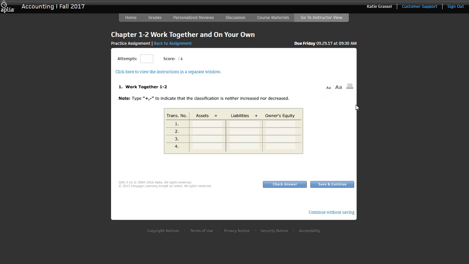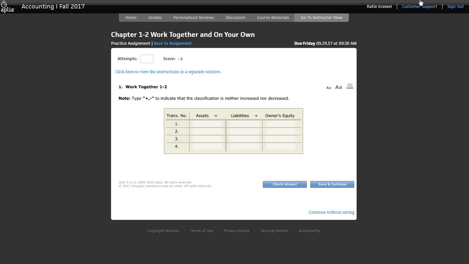Our application and work together on your own for 1-1: no matter what happened, our accounting equation needs to stay in balance. We need to make sure that the left side equals the right side. For today's problem, we still have our accounting equation, and we need to remember that the definition of an asset is anything that we own that has value. A liability is anything that we owe, and owner's equity is what is left over after we have paid off everything we owe. So it's really just the equation coming in.